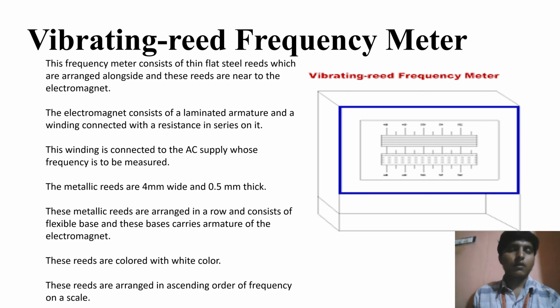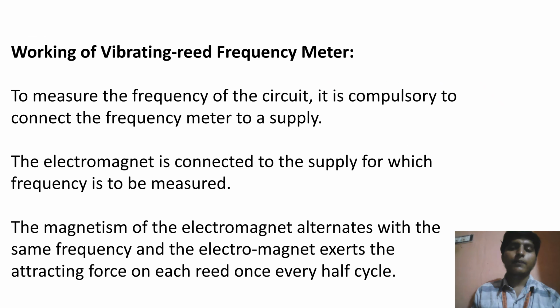We can see the range of frequencies the frequency meter covers. And this is the working of the vibrating reed frequency meter. We can measure the frequency of the circuit. It is compulsory to connect the meter to the supply frequency. When we connect the supply frequency, only then can we get the output of the frequency meter. The electromagnet is connected to the supply whose frequency is to be measured.